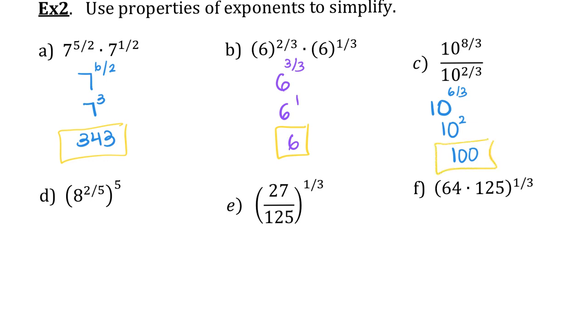Okay, 8 to the 2/5 raised to the 5th. So in this case, I'm raising something to another power. And when I do that, I multiply these exponents together. Okay, I'll show you 2 ways to do it.